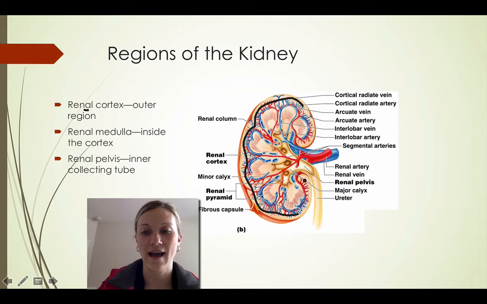So the medulla acts as just the inside, and then the renal pelvis are the inner collecting tubes. So the renal pelvis is just going to be this little collecting tube right in here. I'm going to kind of draw that out. Okay, so everything that's in black is that renal pelvis. So that's the major three regions.